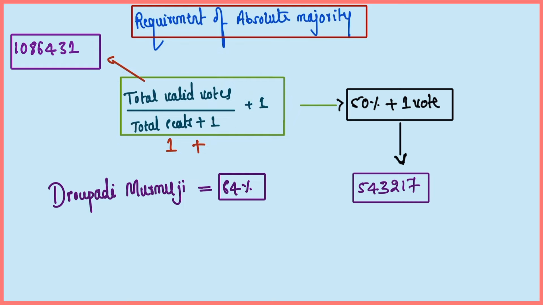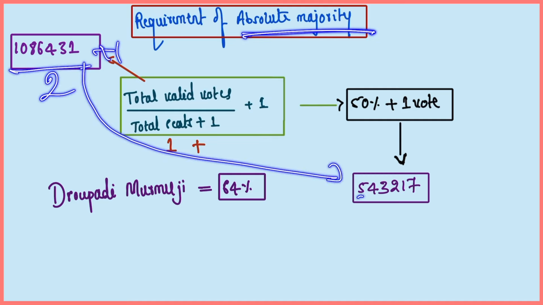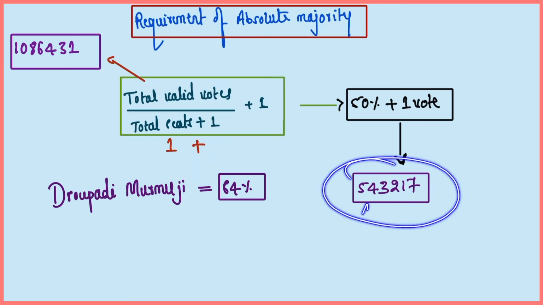Because we want to make sure that anyone who becomes the president of India achieves 50% plus votes, more than 50%, and that is the meaning of absolute majority. So if we add one more vote to the 50% votes, then it becomes absolute majority. That is why one extra is added to the 50%. And what is that total value of votes which makes it absolute majority? Divide this by 2, add 1, and it becomes 5,43,217.